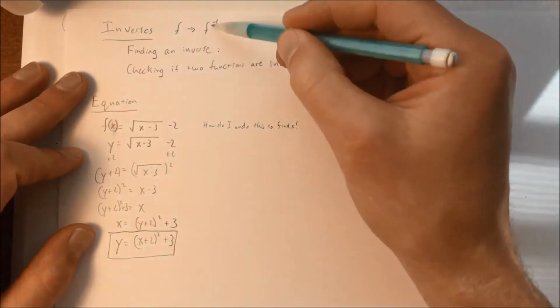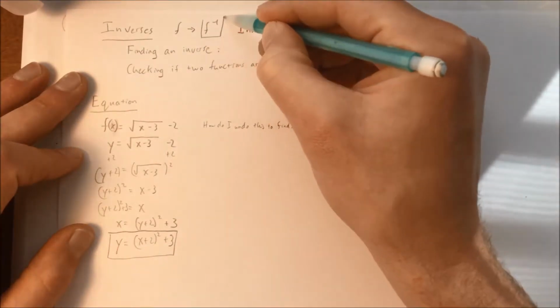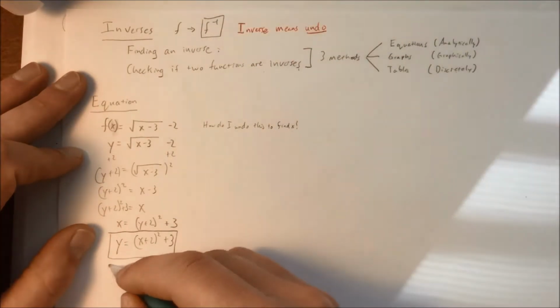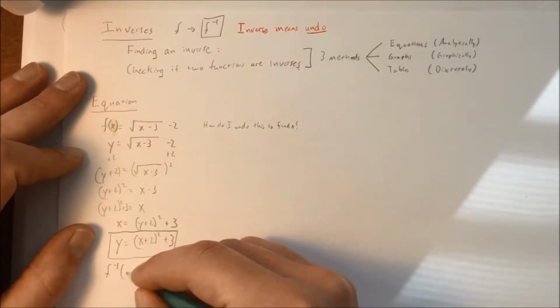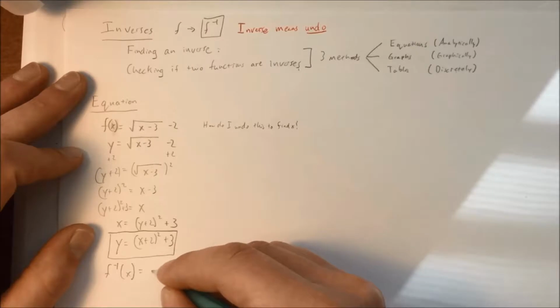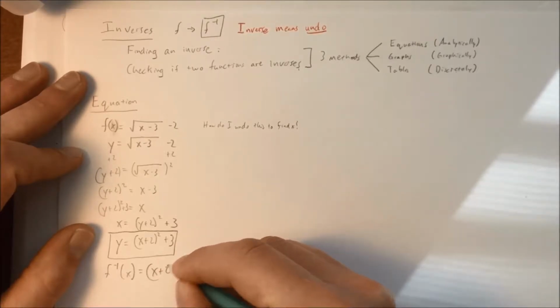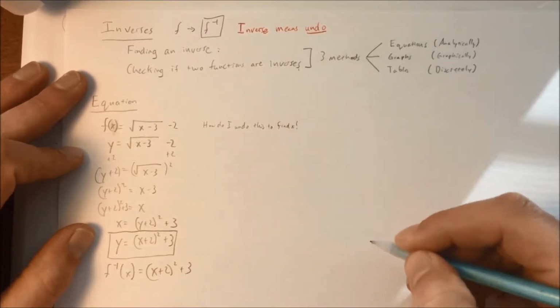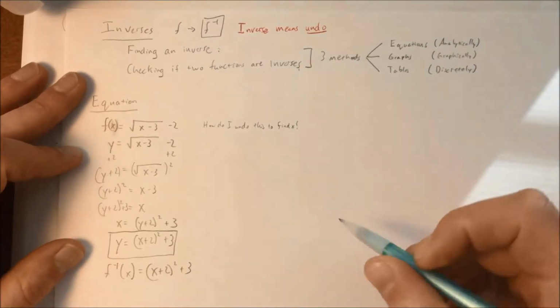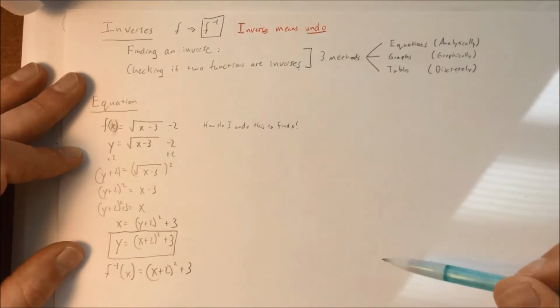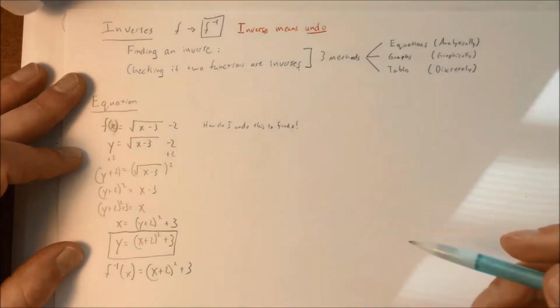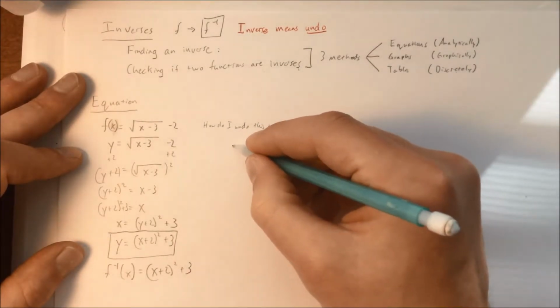That's it. But because inverses are written like this, we're going to write f to the negative 1 of x is equal to x plus 2 squared plus 3. And that's how you write the inverse of f. That's all you got to do. Let's do another one off to the side here.